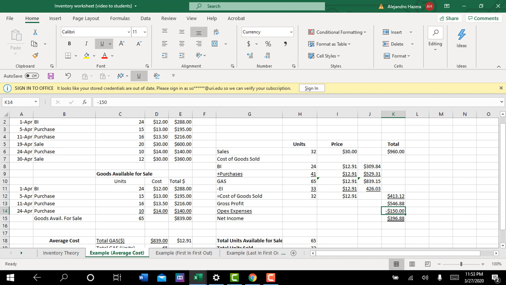Now, okay, so that is the average cost approach. I want you to keep one thing in mind as I go to the next two approaches, because if you keep this in mind, it makes this whole thing a lot simpler. If you look at goods available for sale, it's 65 units worth $839.15. Those are the same numbers rounded. There's a 15 cent difference, but I got that. Your goods available for sale are 65 units worth $839. I want you to remember this, I'll even write it down.